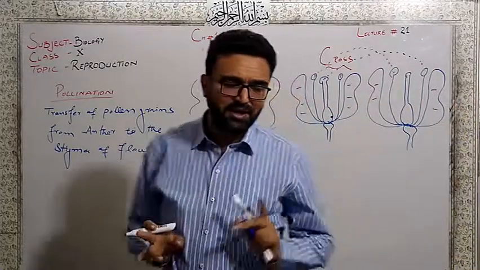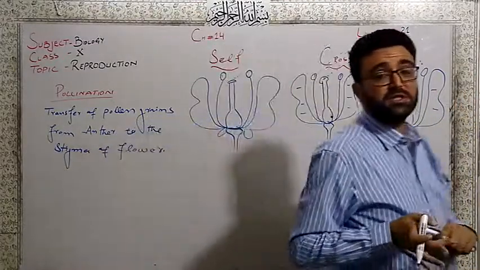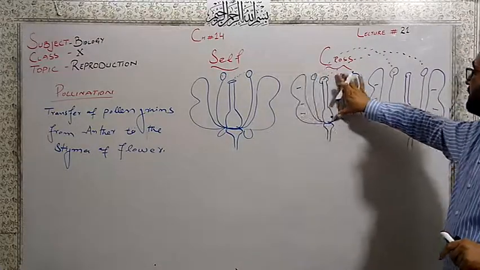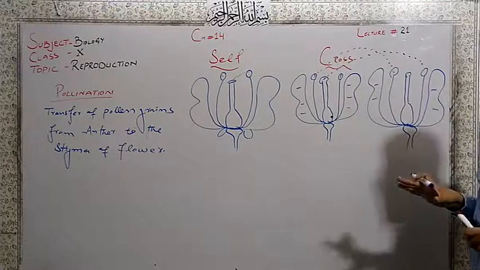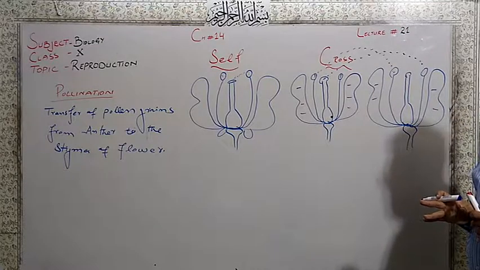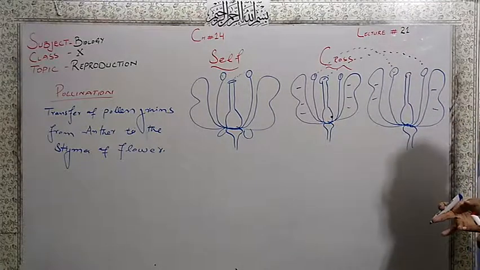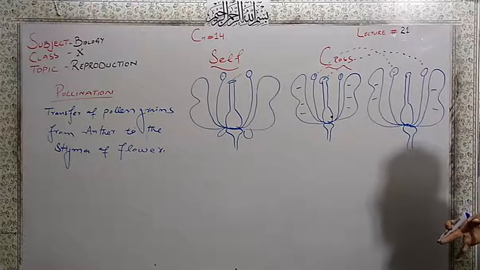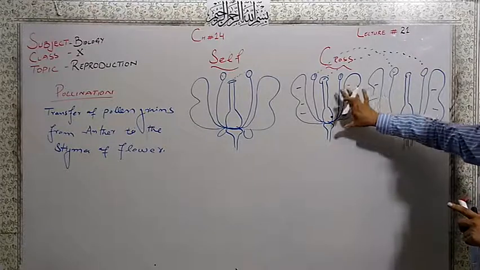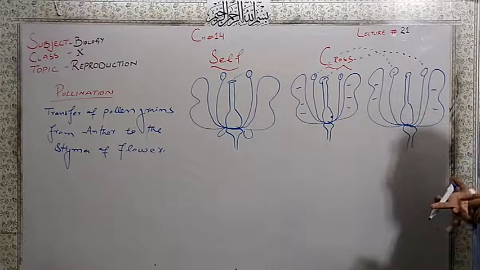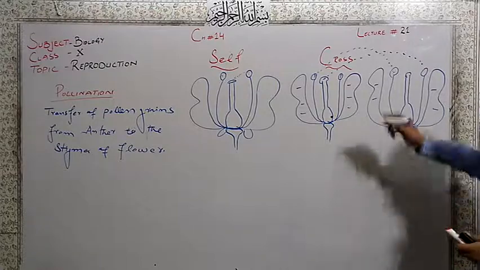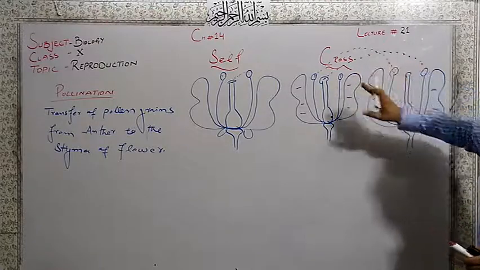But it doesn't mean that different plant, same species is important. It doesn't mean that the brassica flower pollen grain will come to the rosa indica flower and we will call it cross pollination. No, cross pollination will occur between the same species plants, right? So this is called cross pollination.